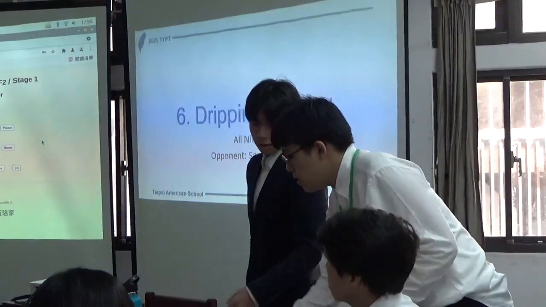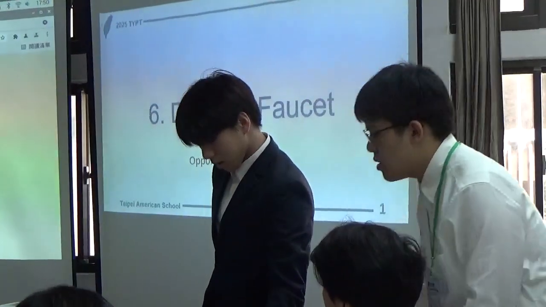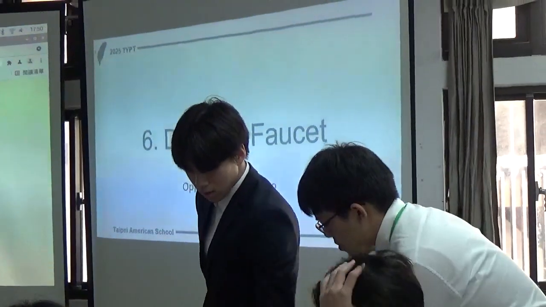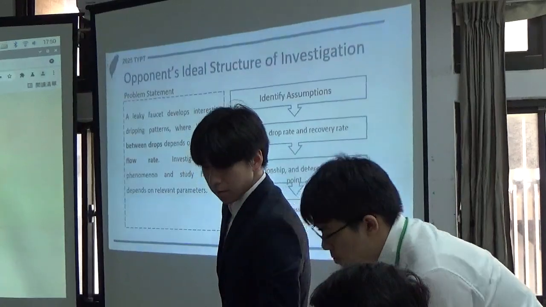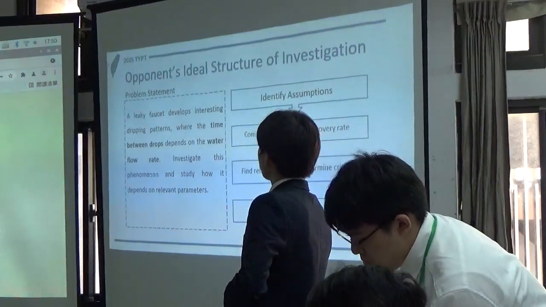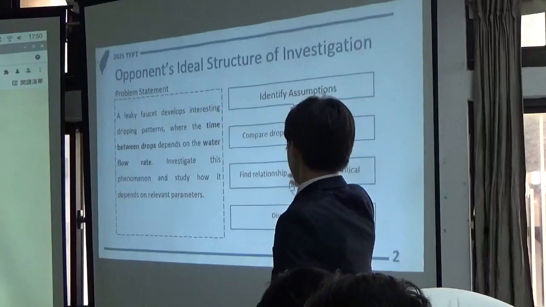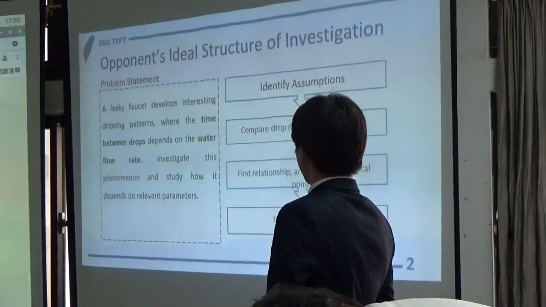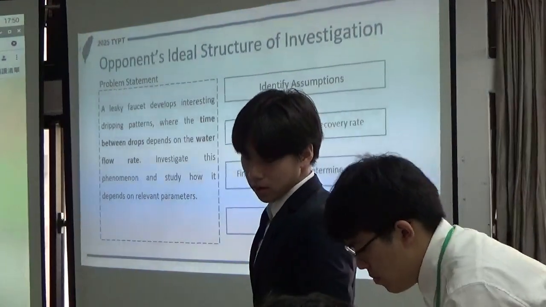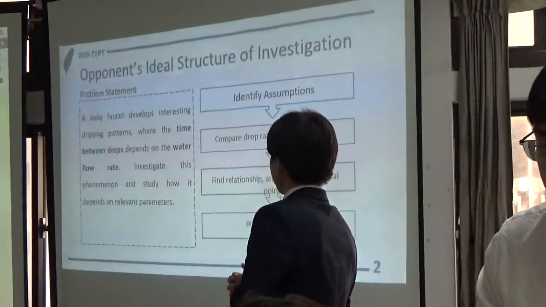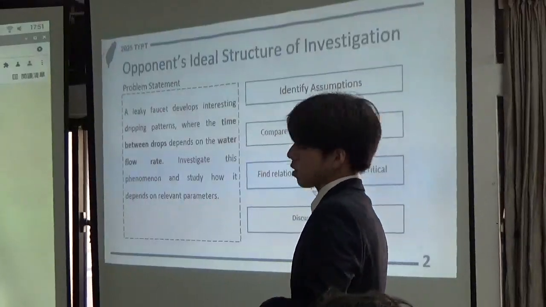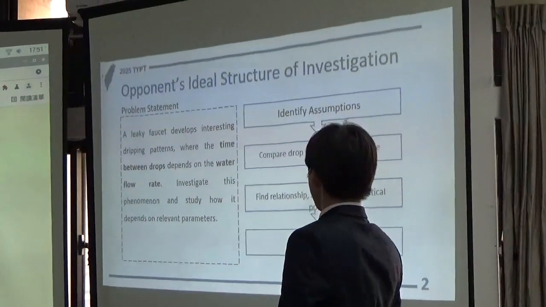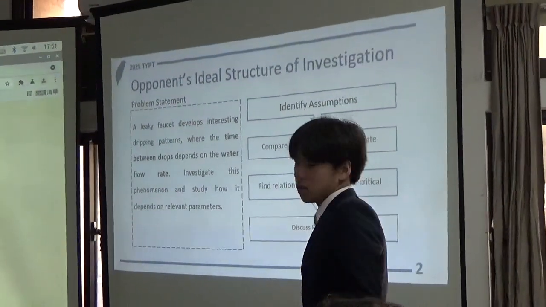So, hello, my name is Sumin, and I am the opponent for Taipei American School, the All Nighters. First, the opponent's ideal structure of investigation should have been like this, and they kind of went with my ideal flow, which was to identify assumptions, compare drop rate and recovery rates, find a relationship and determine critical points, and discuss possible errors. But they kind of missed out on the error parts and assumption parts.